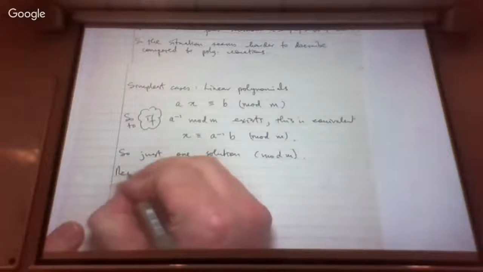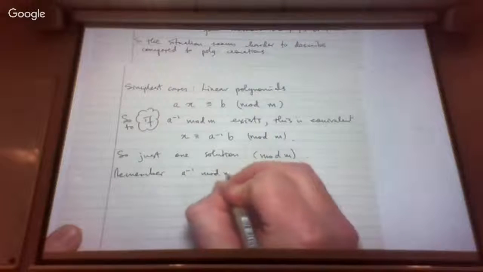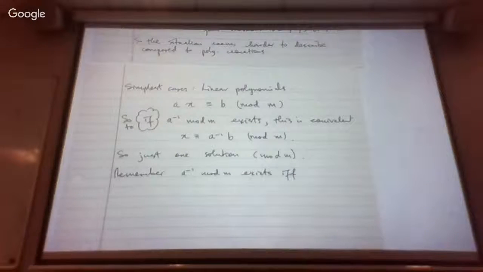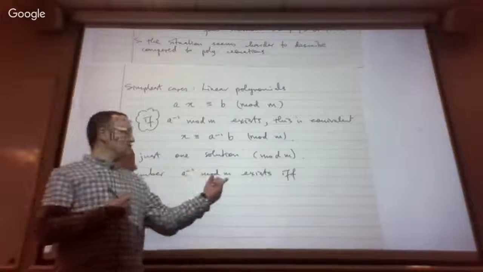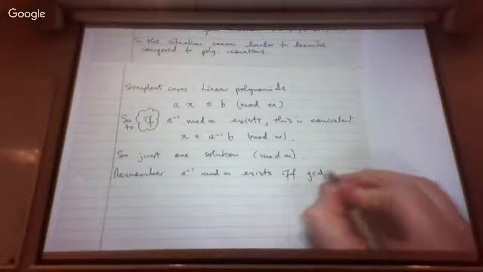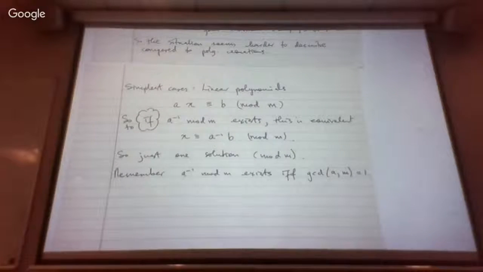And remember, we know exactly when a inverse mod m exists and when it doesn't. It's a nice condition on a and m. An integer has an inverse modulo m only if the integer is co-prime to m. So in other words, a and m have greatest common divisor 1.